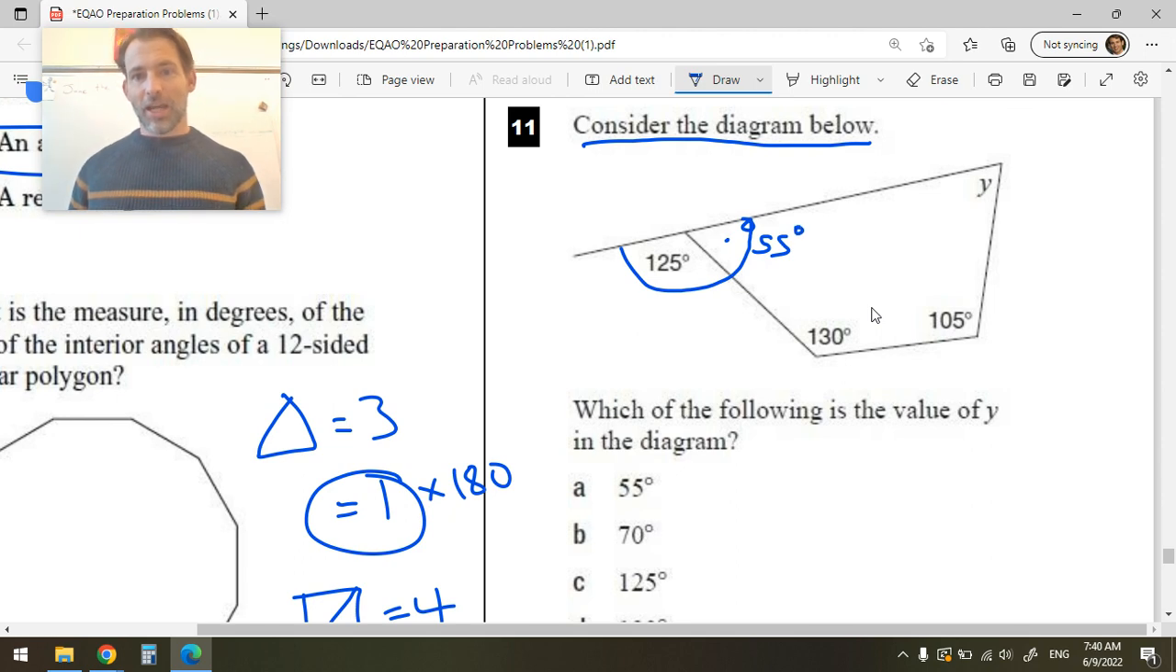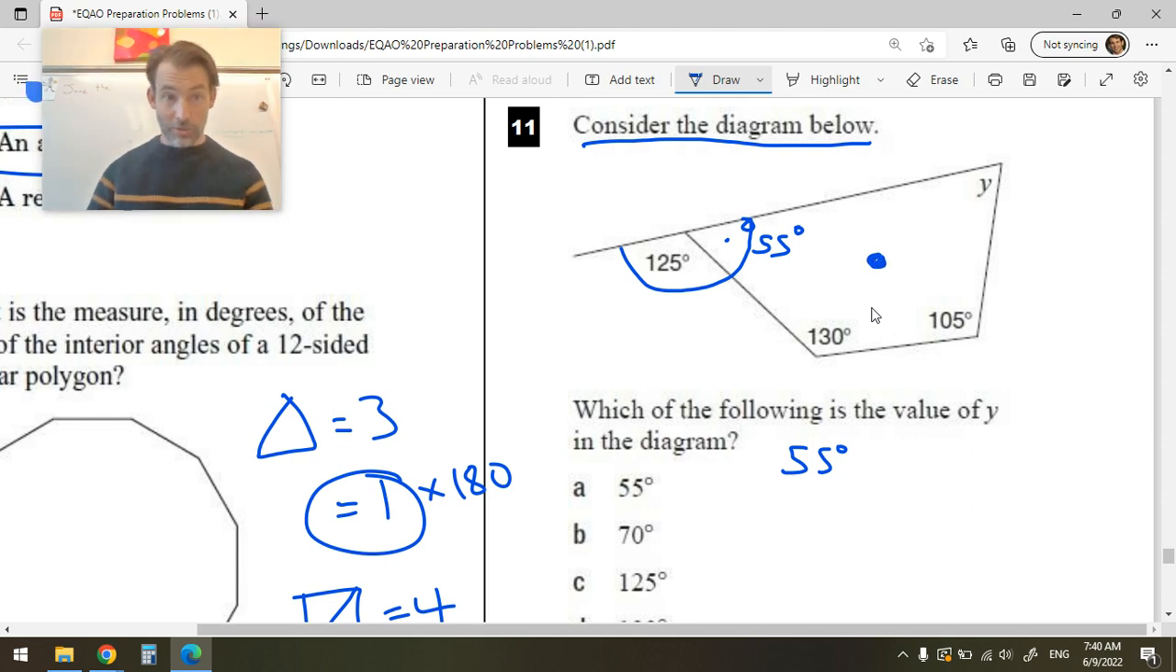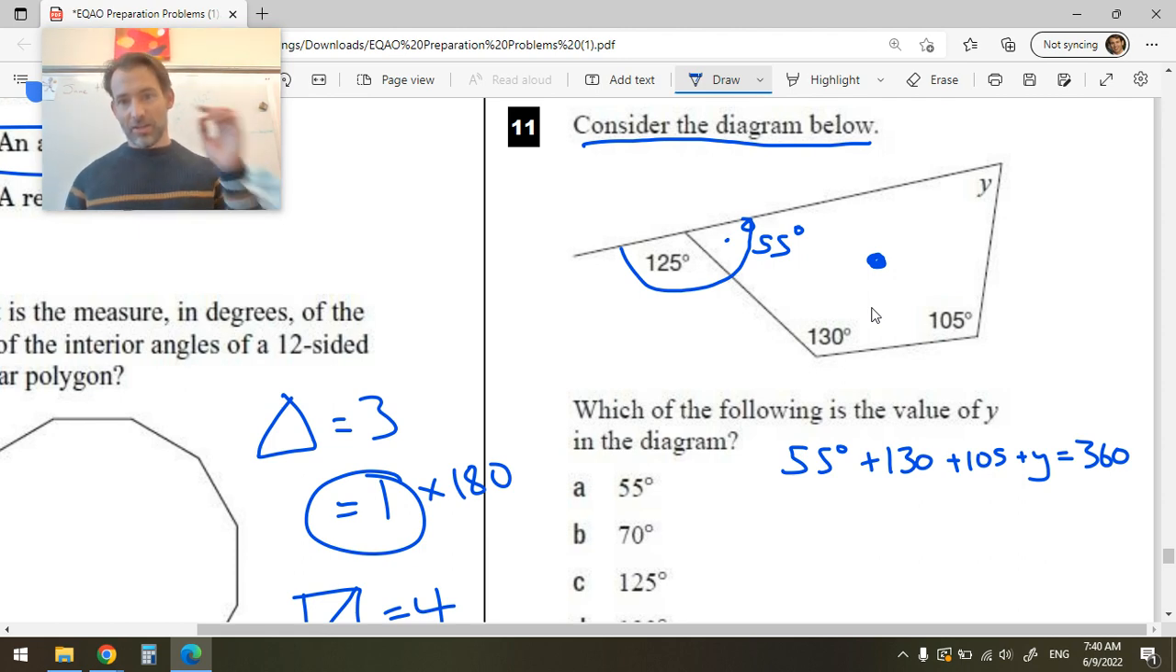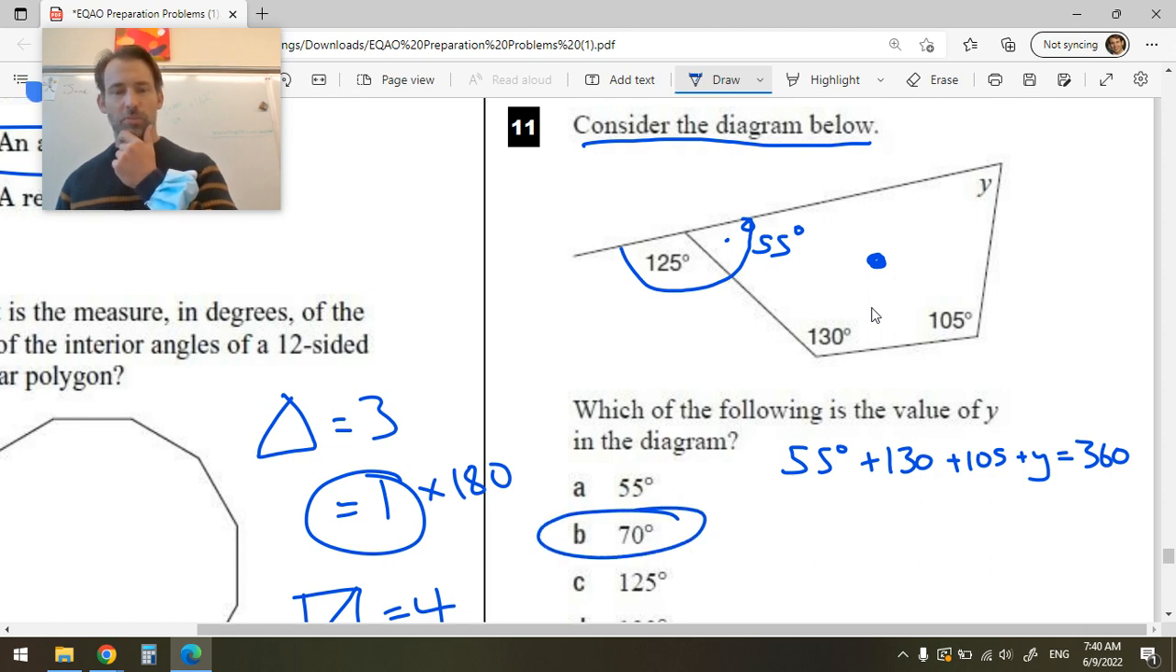So that's 55 degrees. And now we know that all of these angles inside this shape will add to 360. A square is 360, 4 times 90, and any four-sided shape will add to 360. So 55 degrees plus 130 degrees plus 105 plus y equals 360. Add these together in your head, gives you 290. 360 minus 290 gives you 70. Y is 70.